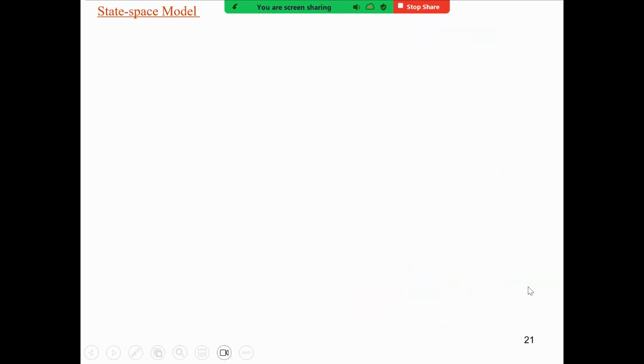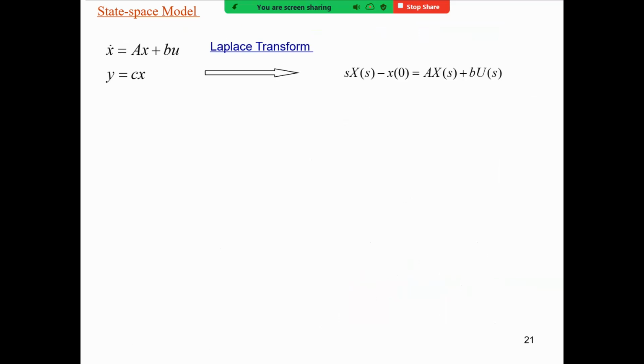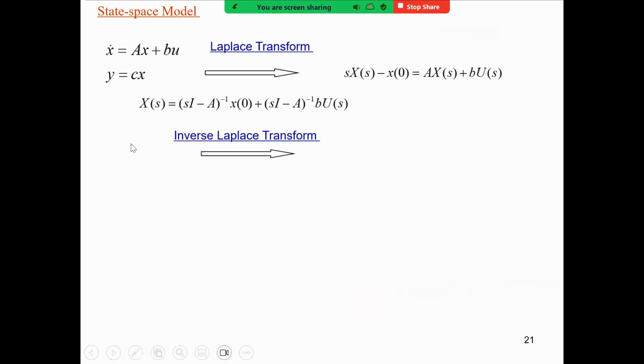Then we derive the state space model. We start from the continuous time model, the ABC. Many of you are taking the other course, the linear systems, and you know the ABC, and you know the solution from the Laplace transform, right? We can get the solution in the S domain, and then we do the inverse Laplace transform to get the solution in the time domain. So those are the expressions.